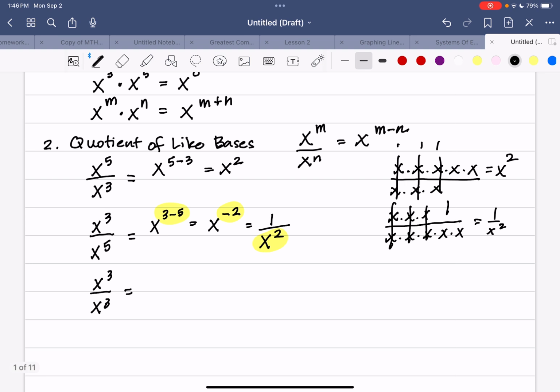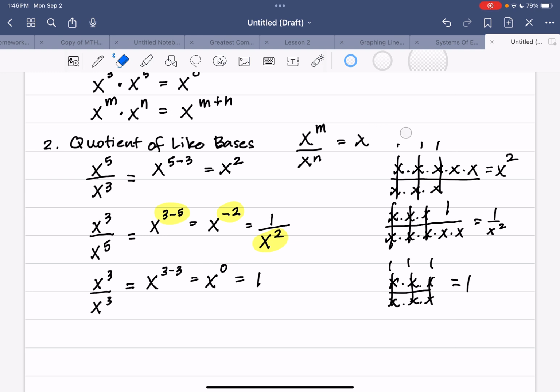And this last one is x to the third over x to the third. Well, it's the same rule. We're going to subtract. X to the 3 minus 3 is x to the 0. And what we know is that x to the 0 is always 1. X times x times x divided by x times x times x is a 1 times a 1 times a 1, which is a 1. So the quotient of like bases says that you always subtract top exponent minus bottom exponent.